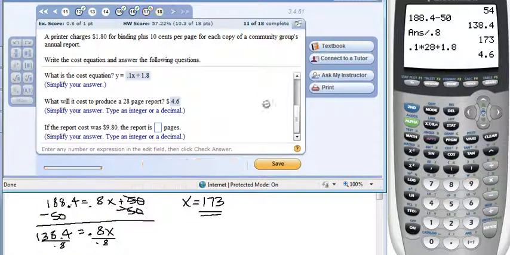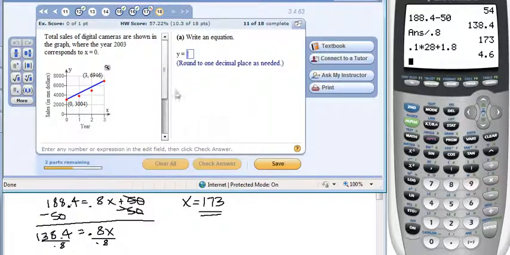And this last one, I think I'll leave you be on this because there's nothing new in here. Okay, we're going to write an equation. We've been given some points, right? Look at what we have. We have 3, 6946. We have 0, 3004.